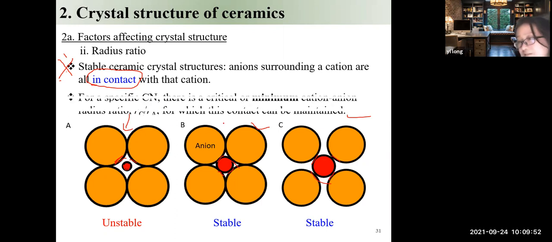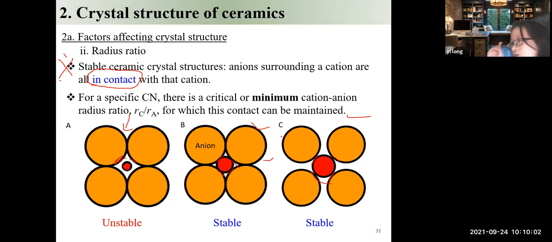So let's continue. For a specific coordination number, first of all, what is the coordination number of B and C? If you don't remember what a coordination number is, please go back to the previous page. Can you write down in the chat box what the coordination number is here in B and C? Excellent. Thank you, Janice, Jahua, and Mr. Ang. Yes, 4.